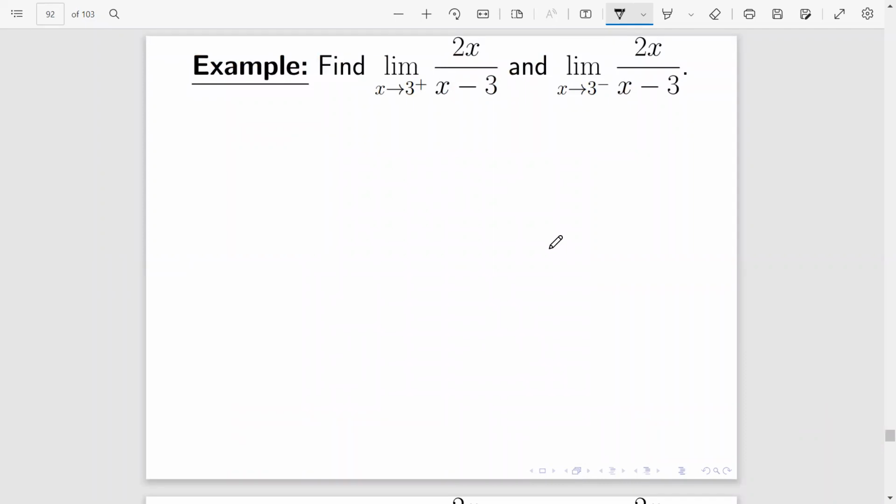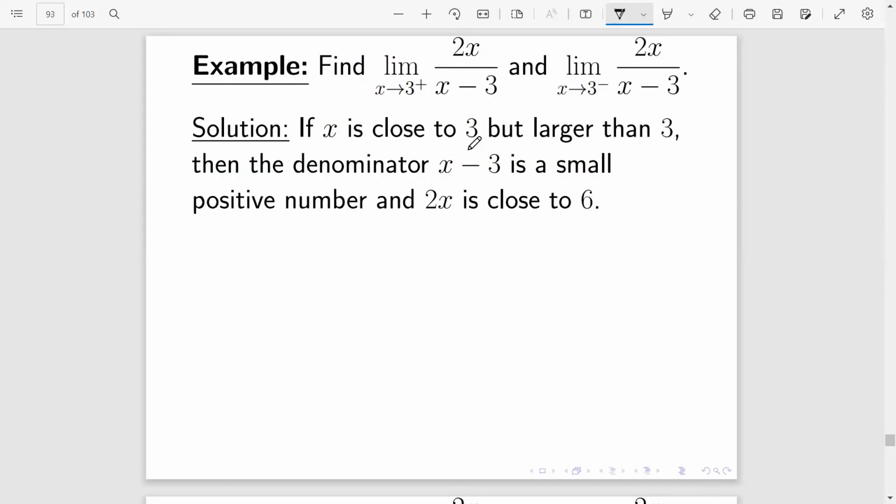We are running out of time. We have this function here, 2x all over x minus 3, and we ask you to look at the limit coming from the left and coming from the right. Please note that in the numerator, we can substitute 3. 2 times 3 gives us 6. But in the denominator, we cannot substitute 3, because 3 minus 3 will give us 0, and because x minus 3 is in the denominator, we end up with undefined. So we cannot substitute 3.